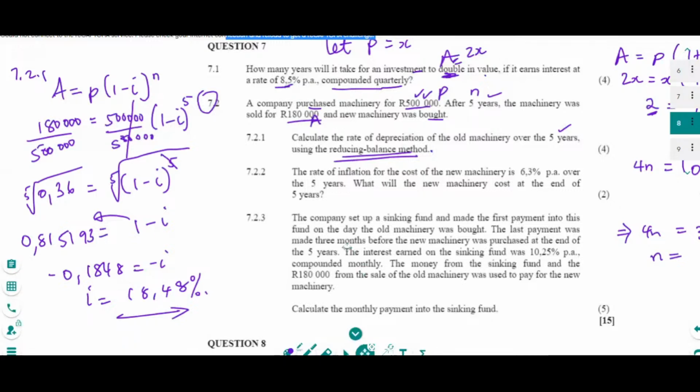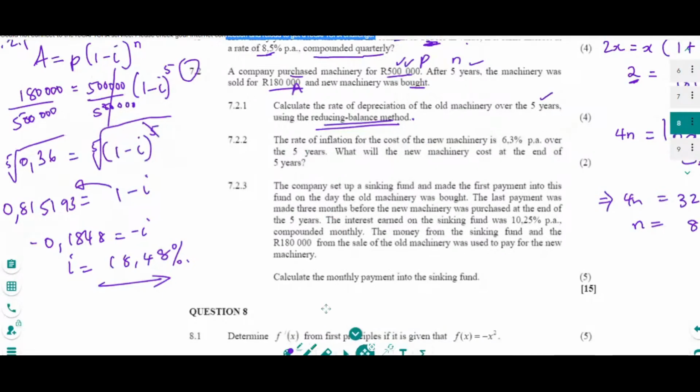7.2.2. They are telling us that the rate of inflation for the machine is 6.3% over the 5 years. What will the new machinery cost at the end of the 5 years? So when you talk of inflation, this is compound interest, straight compound interest. So we shall just say A is equal to P into (1 plus i) to the exponent of n.